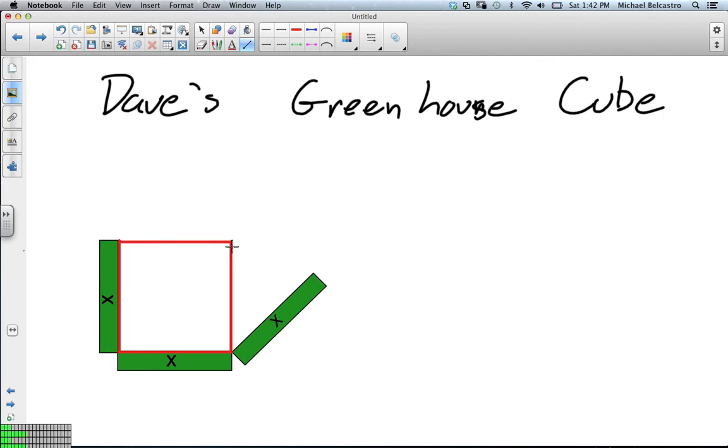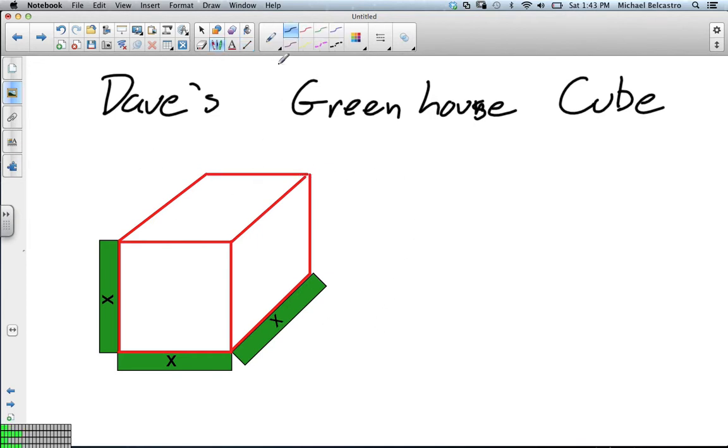So here's the face of it. It goes back about that far. Okay. So here is Dave's greenhouse. Okay. He's decided to make it a cube. Now I know it doesn't look exactly like a cube in terms of its depth. But in other words, this is our unknown amount, x, right?